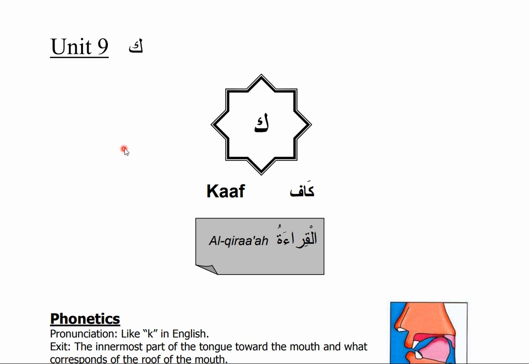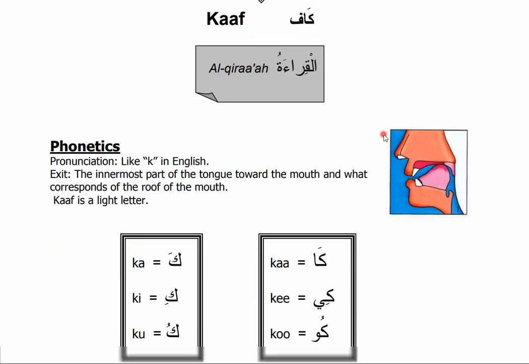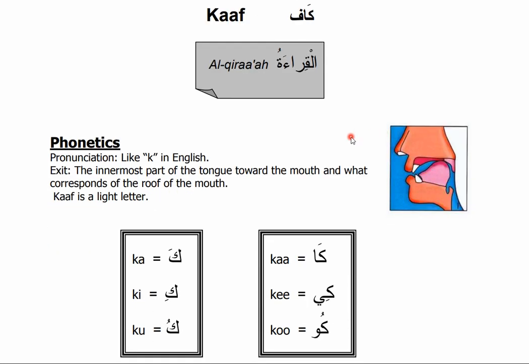Our next unit is unit 9 with only one letter. It's kaf. This is also a light letter and it's very easy. This letter is easy to write. And here we can see the phonetic or the makhraj articulation of the kaf. Which portion of the tongue is used here? The deepest part of the tongue is used. And where is the deepest part of the tongue touching? Just above our throat, the epiglottis.